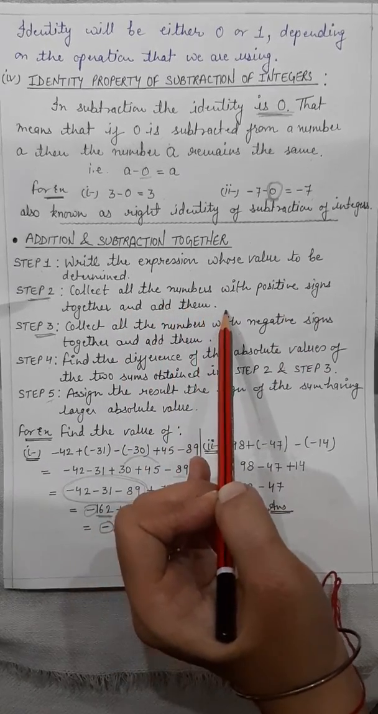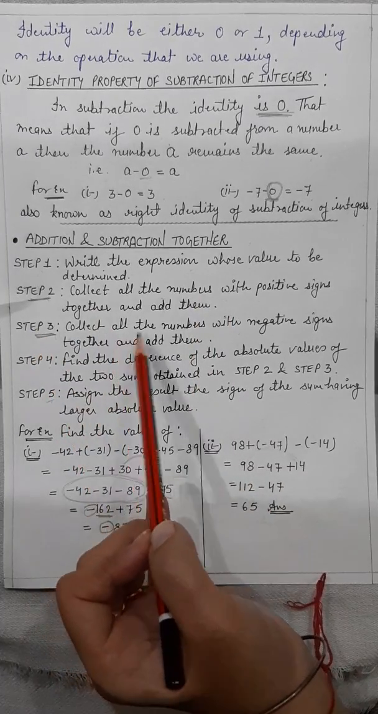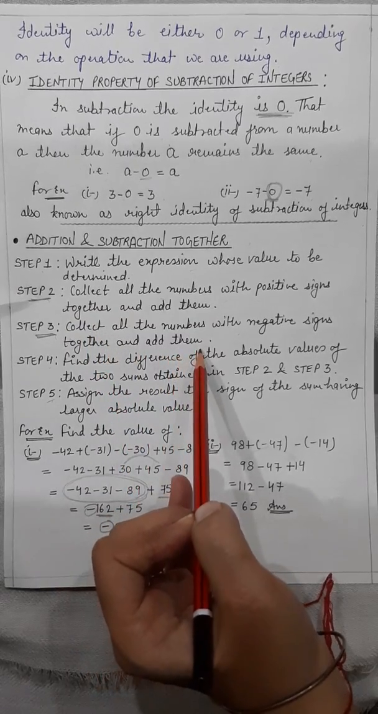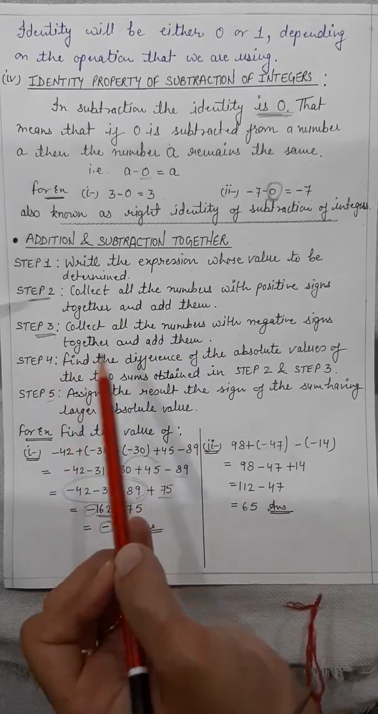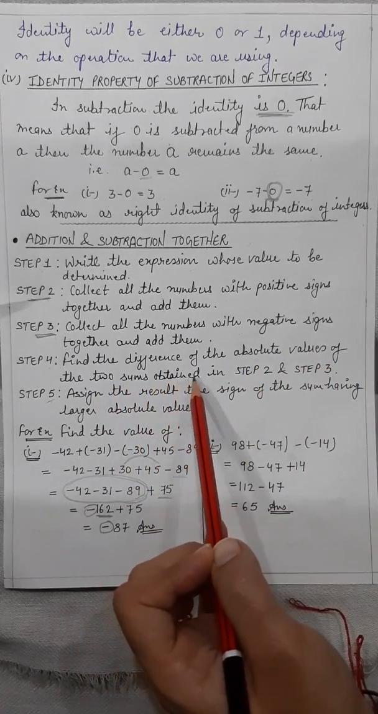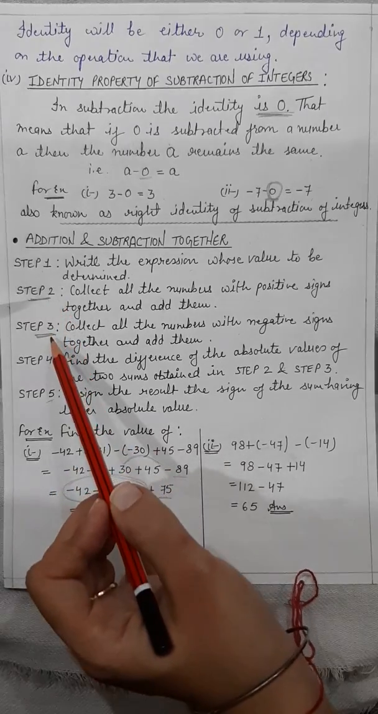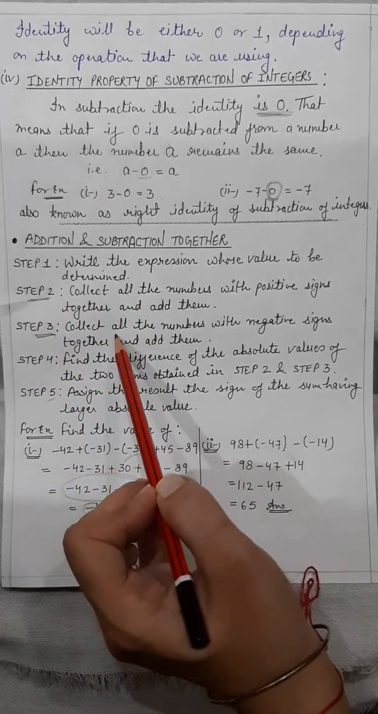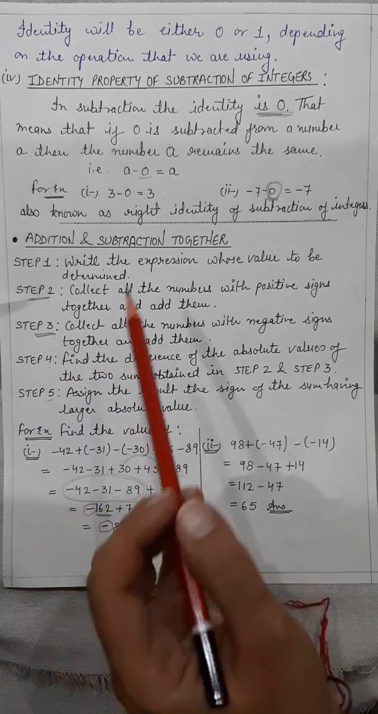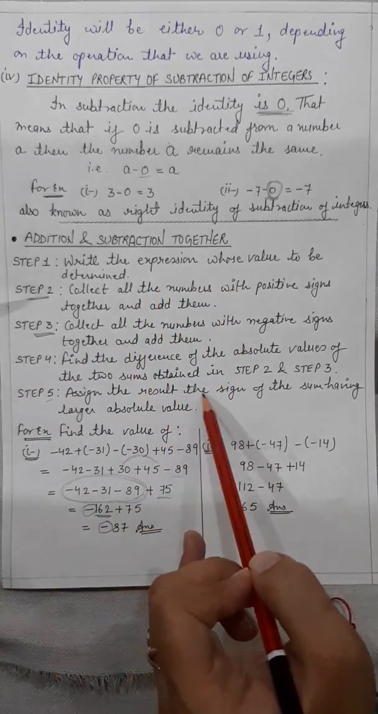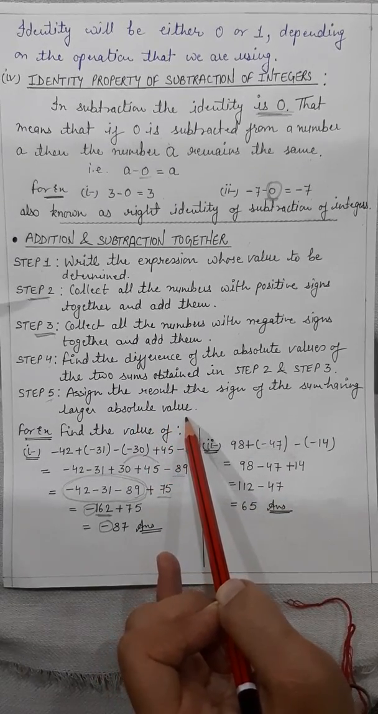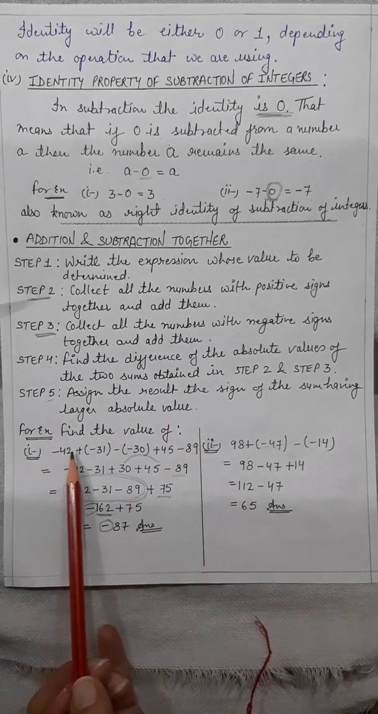Step 3: collect all the negative numbers and add them. Then the fourth step: find the difference of the absolute values of the two sums obtained in step 2 and step 3. Then you have to subtract these two numbers. And step 5: assign the sign according to the greater absolute value. Clear?